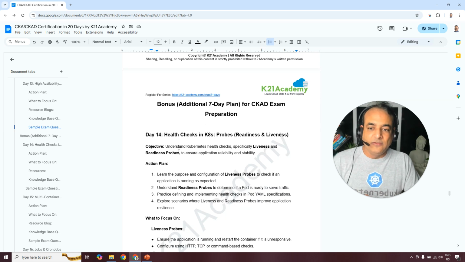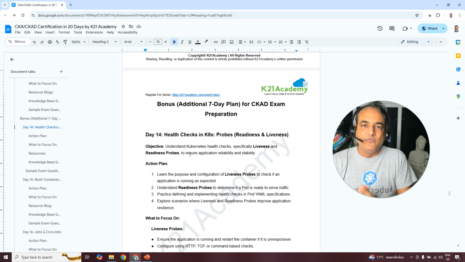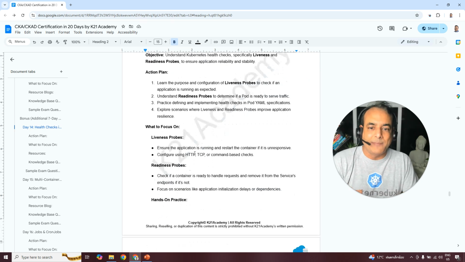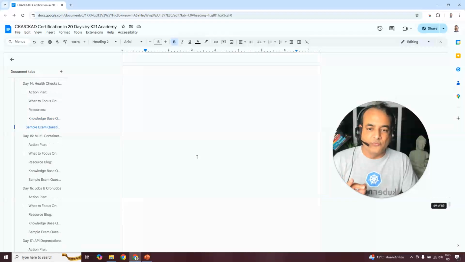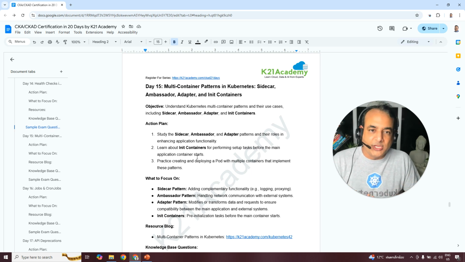So this is where we are going to begin with day 14, which is going to be health checks. This is where we do health checks using something called probing, with readiness and liveness probes, to make sure that the application comes up and is available. That's day 14. Day 15 is where you're running multi-container patterns, which means within a pod, you can have multiple containers on which your application is running.